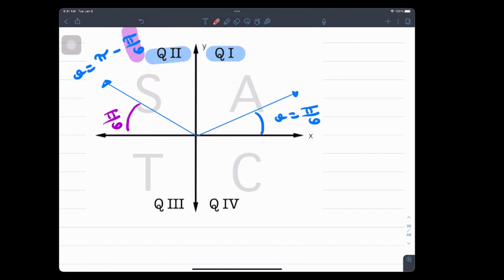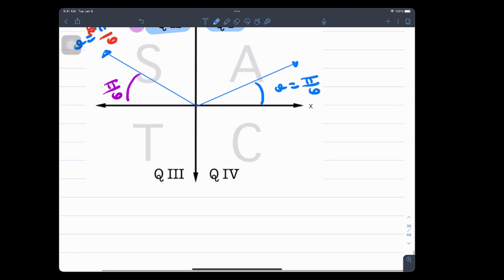And then do your little trick with algebra. This is 6 over 6. So what is theta going to be now? Theta is going to be what? 5 pi over 6?